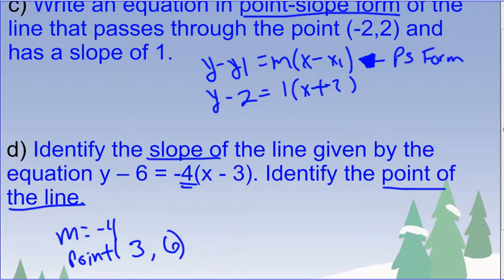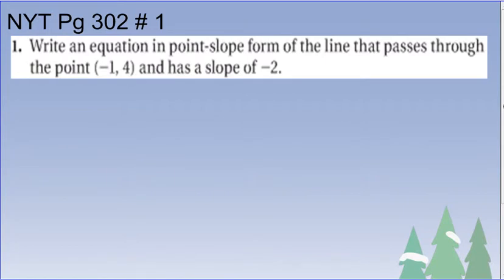There is one question here from the textbook I'd like you to try. Pause the video, do it on your own. When you're ready to continue, hit play. It asks you to write an equation in point slope form, the line that passes through that point with that slope. Do it now.